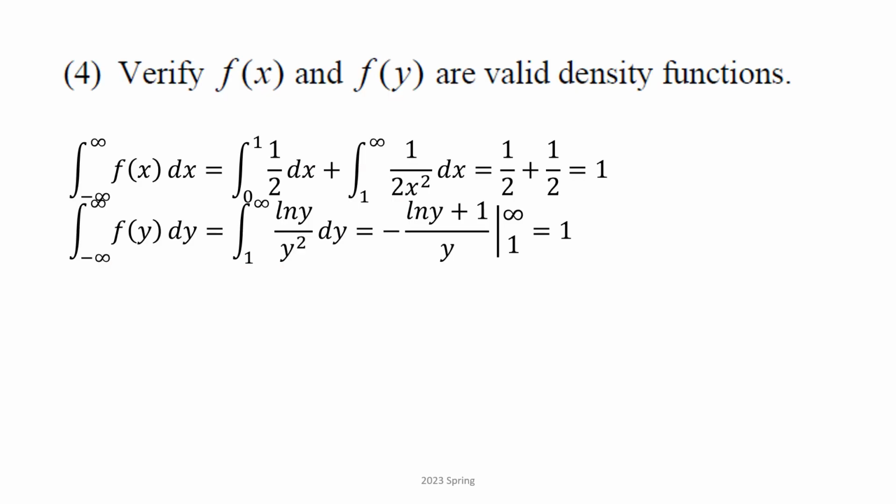The fourth problem is to verify that f_X(x) and f_Y(y) are valid density functions. We know that if they are valid density functions, then the integrals equal 1. For f_X(x), we will do two integrals since there are two cases. The first is the integral from 0 to 1 of 1/2 dx, and the second is from 1 to infinity of 1/(2x²) dx. It equals 1/2 plus 1/2, which equals 1.